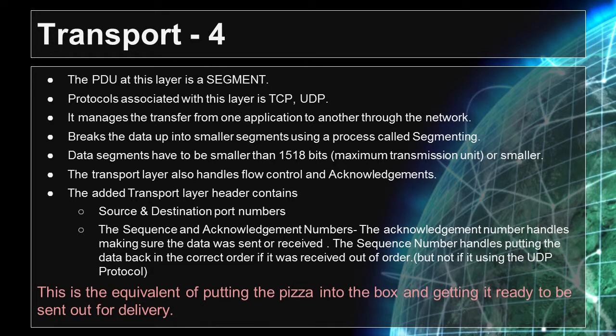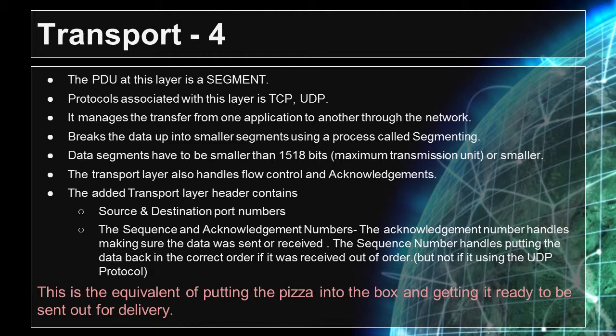Layer 4 is the transport layer. The PDU at this layer is a segment. Protocols associated with this layer are TCP and UDP. It manages the transfer from one application to another through the network. It breaks the data up into smaller segments using a process called segmentation. Data segments have to be smaller than 1,518 bits, or the maximum transmission unit, or smaller. The transport layer also handles flow control and acknowledgement.